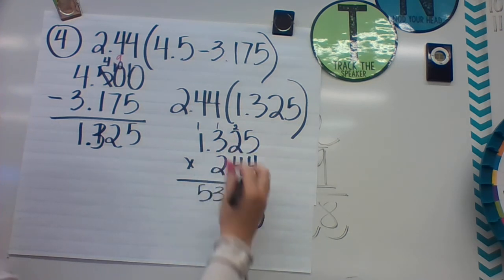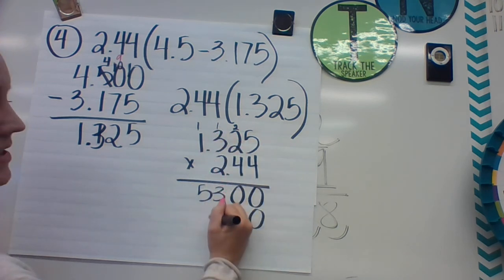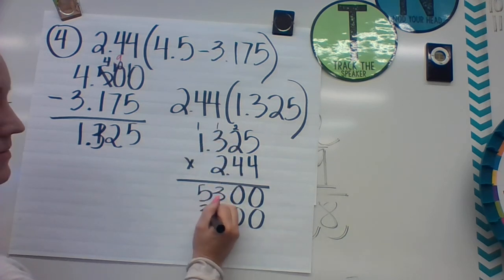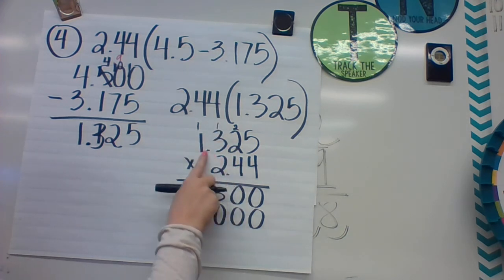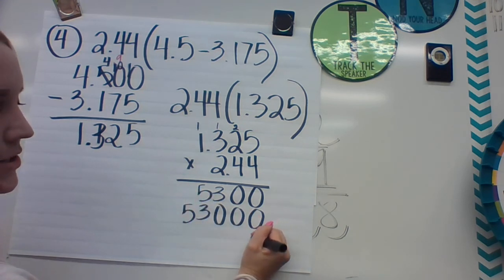5 times 4 is 20. 4 times 2 is 8, plus 2 is 10. 4 times 3 is 12, 13. 4 times 1 is 4, plus 1 is 5. Now in our next one, we're going to have 2 zeros.